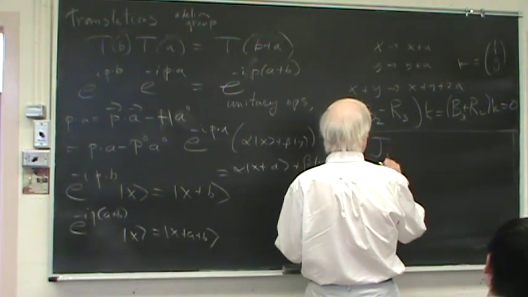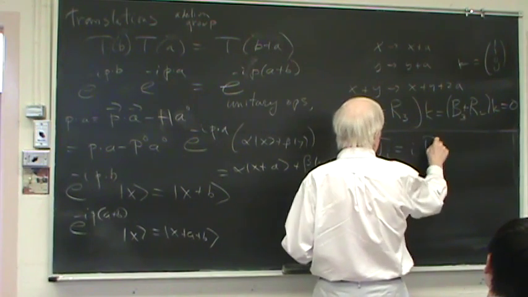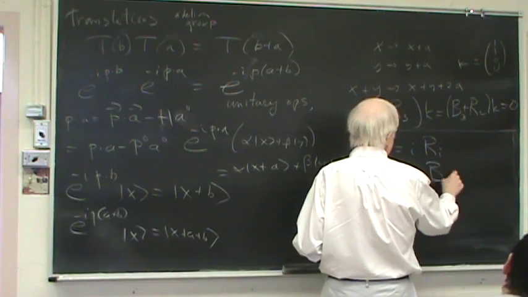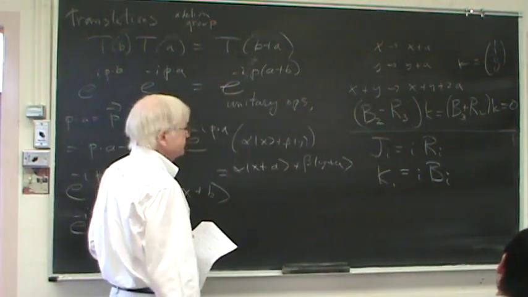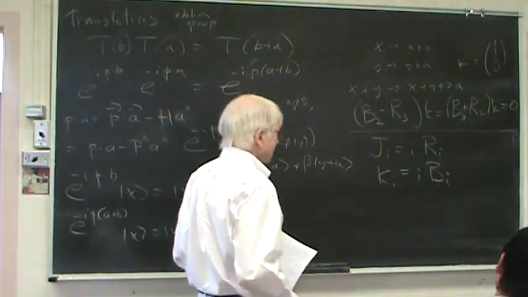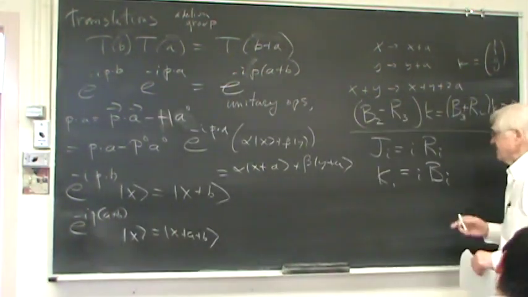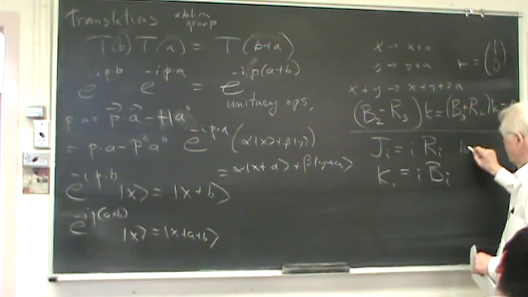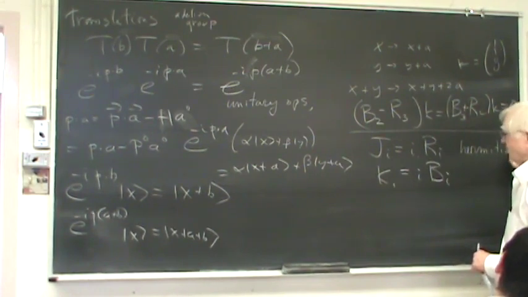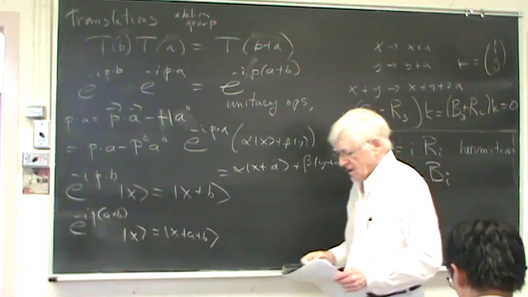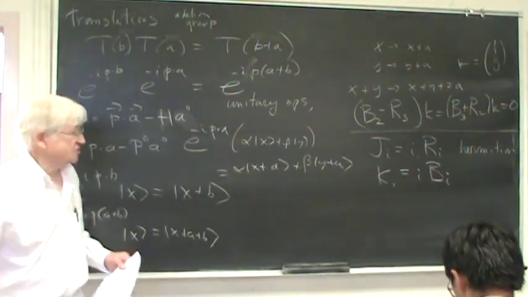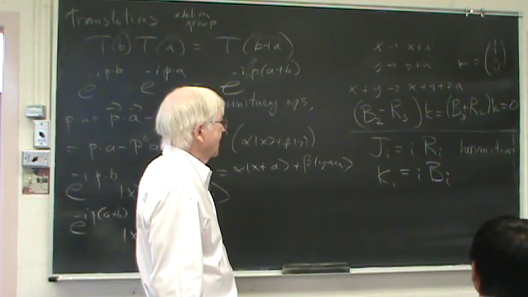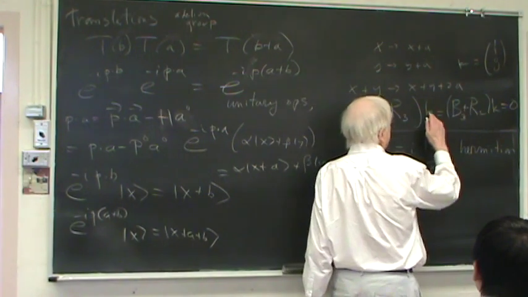Remember the J's: Ji is i Ri, Ki is i Bi. Now let's see. These Ri's are real and antisymmetric, so as a 4x4 matrix, these J's are Hermitian. So this K is different from the usual state k, right? This is lowercase k. Okay.